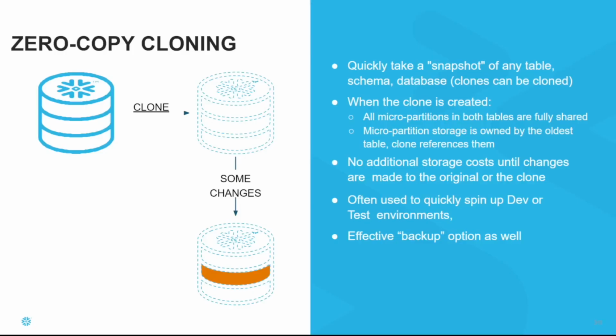Zero copy cloning is a feature which provides a quick and easy way to create a copy of any table, schema, or entire database without incurring any additional cost, as the derived copy shares the underlying storage of the original object. So if you want to quickly take a snapshot of any table, schema, or database, you can use zero copy cloning. As we said, no additional storage cost will be charged because the clone is made from the original.